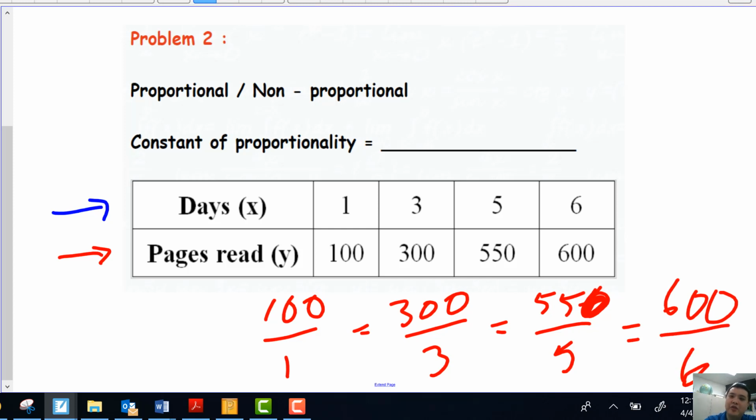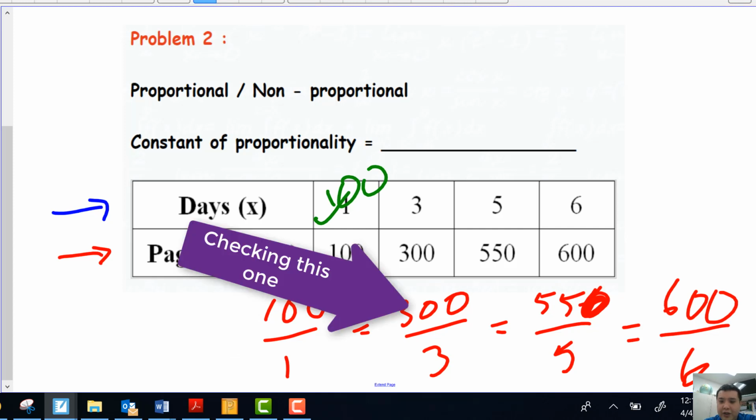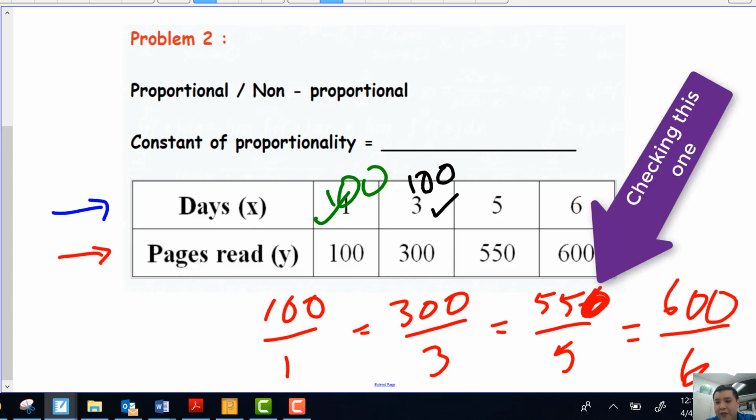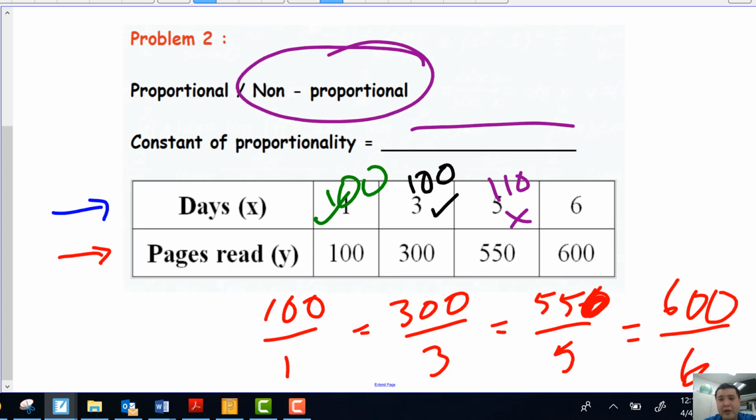So let's see if this is a proportional relationship. 100 divided by 1 is 100. So we did that one. 300 divided by 3 is 100 as well. So looking good so far. 550 divided by 5 is 110. So therefore this part right here makes it so that the table does not represent a proportional relationship. So this is a non-proportional relationship and there's no constant of proportionality.